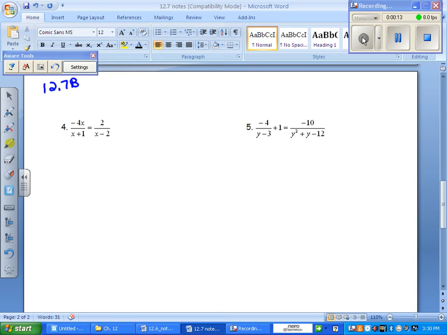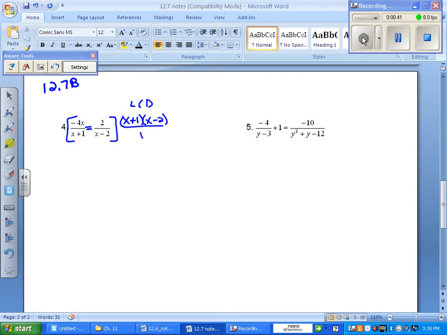Alright, the first step in working with rational equations is to factor the denominators, and looking at these two denominators, they're already completely factored. So the least common denominator is going to be multiplying the two together. You have the quantity of x plus 1 and the quantity of x minus 2. That's the least common denominator of those two fractions.